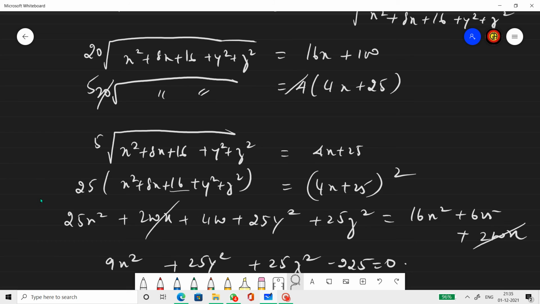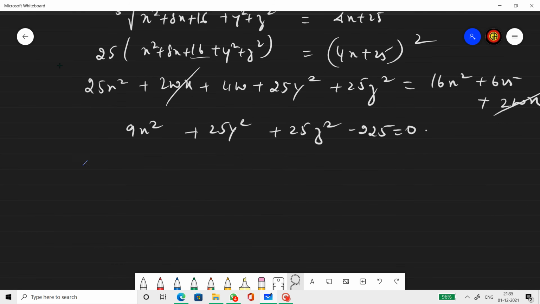Simplify further. You will get this as your equation of the set of points such that the sum of distances from A and B is equal to 10 units. So this is the first video on three-dimensional geometry. Hope you understood the concept better. Remember, 11th class three-dimensional geometry is very, very simple. So let the basics be strong.